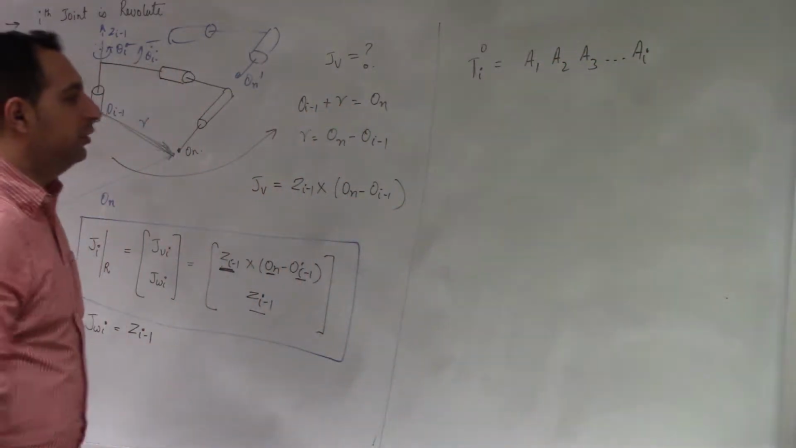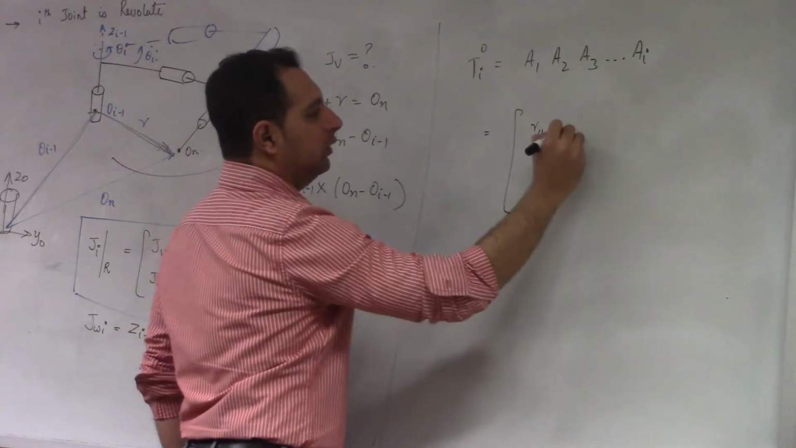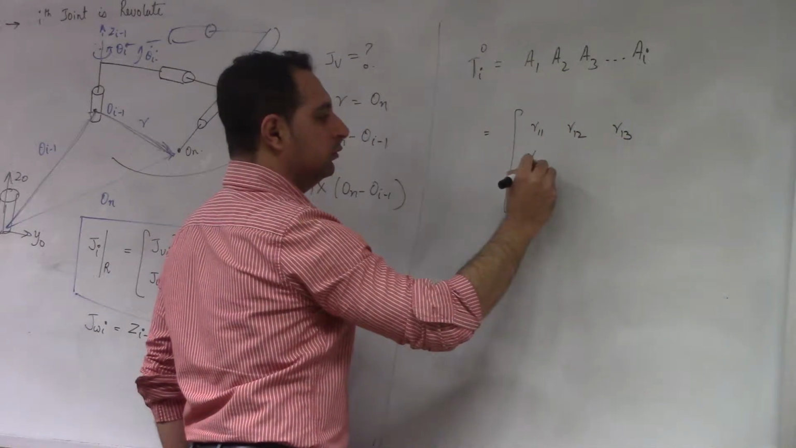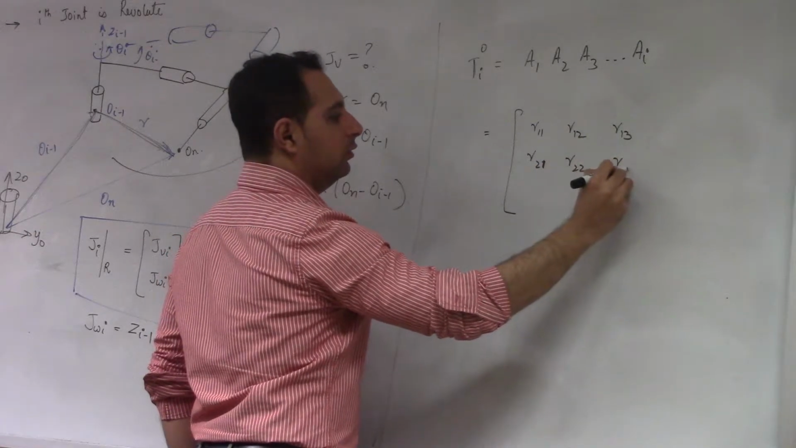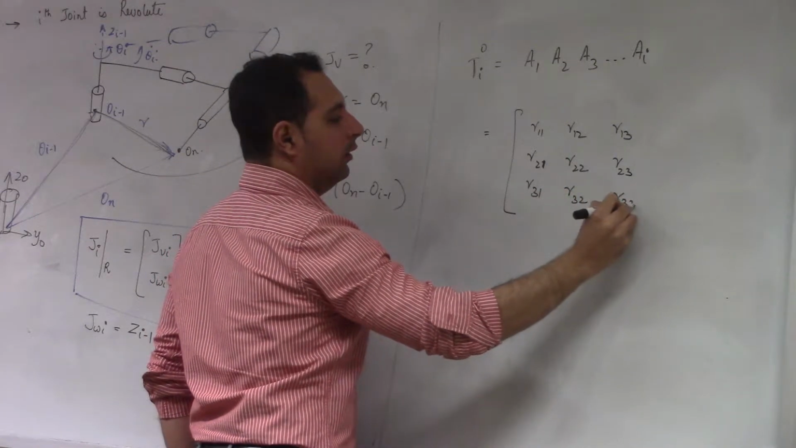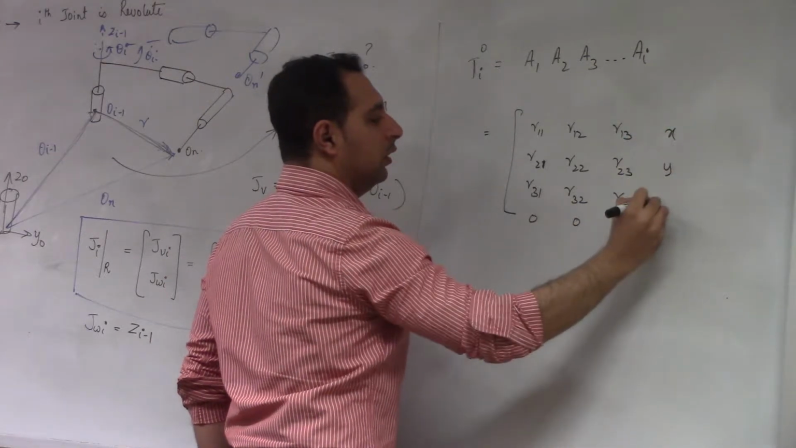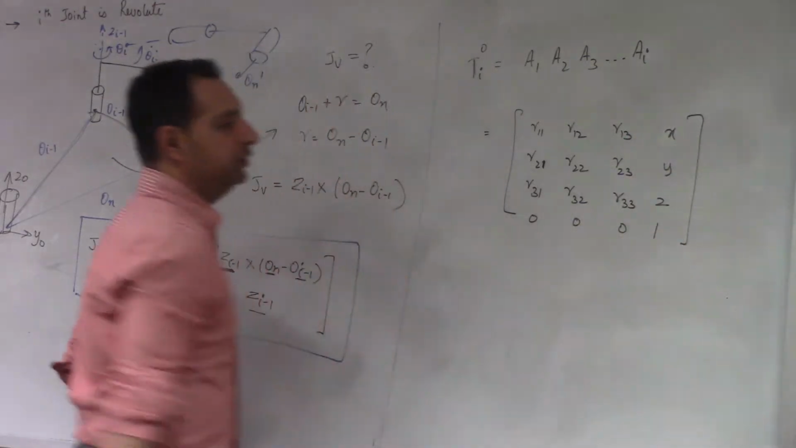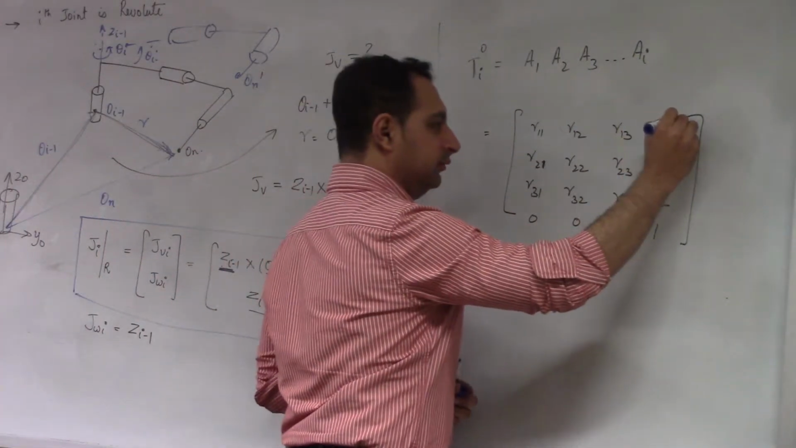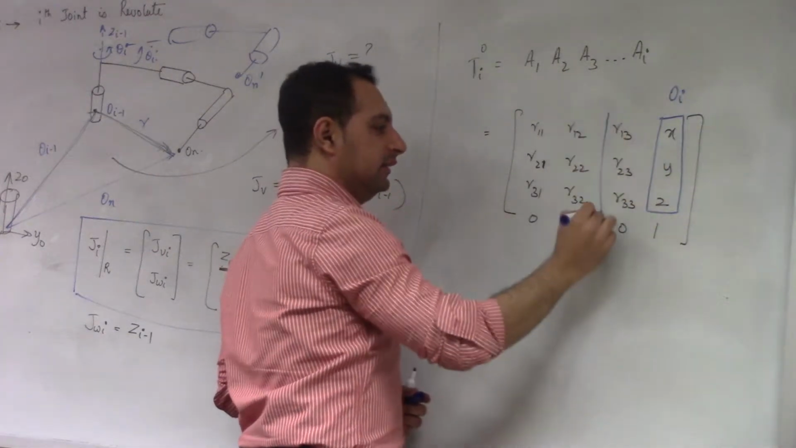Okay, so this will be equal to, I can write this as R11, R12, R13, R21, R22, R23, right, this is a homogeneous 4x4 matrix. This will be the final column here. This is OI, and this is ZI.